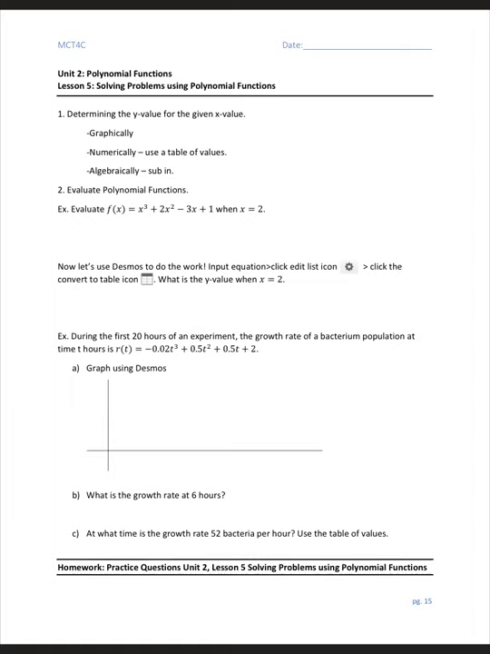Good morning, everyone. Today we are doing Unit 2, Lesson 5, Solving Problems Using Polynomial Functions.